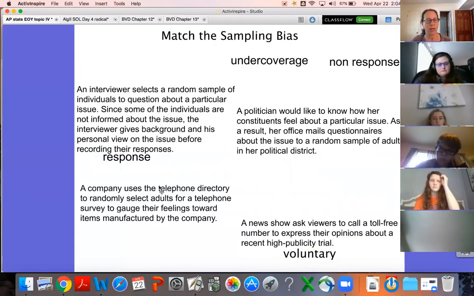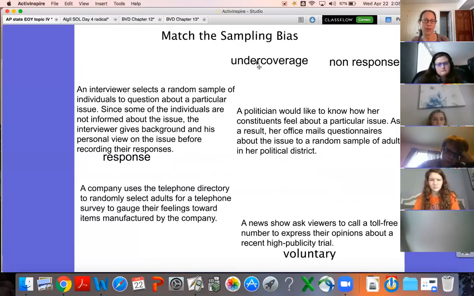Let's do this one. A company uses the telephone directory to randomly select adults for a telephone survey to gauge their feelings towards items manufactured by the company. What do we think on that? Either non-response or under coverage? Probably under coverage since it's a telephone directory and not many people are going to pick it up.